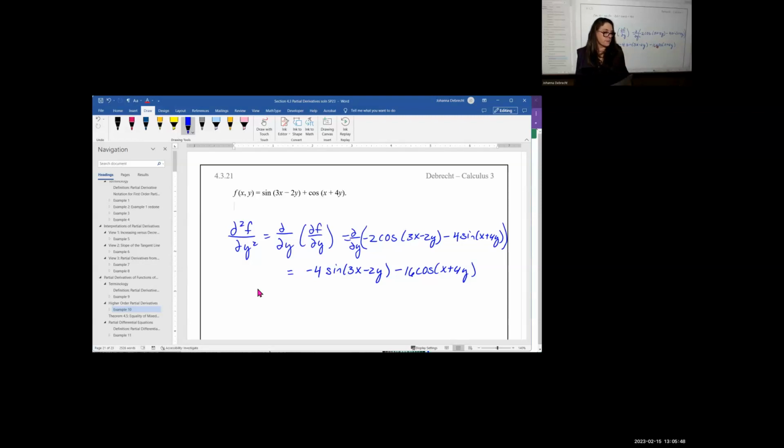All right. Now, what I want you to do is go home and do the partial derivative with respect to x first and then y, and then compute the partial with respect to y and then x, and see if they're the same.